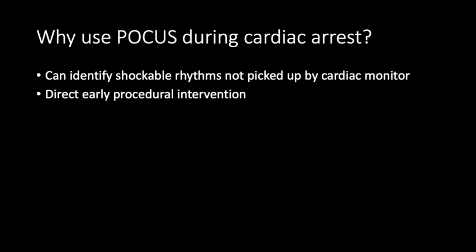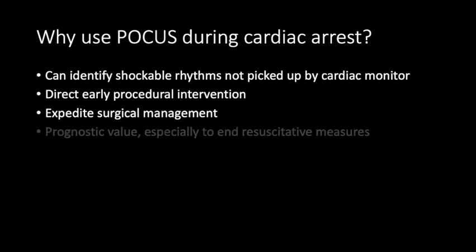It can also direct early procedural intervention by helping identify cases where there might be a pericardial effusion that needs to be drained in tamponade, for example. It can also expedite surgical management if we see that there's a large abdominal free fluid on a positive FAST exam. Then we might try to stabilize the patient and understand that after resuscitation, they need to go to the OR to prevent repeat cardiac arrest.